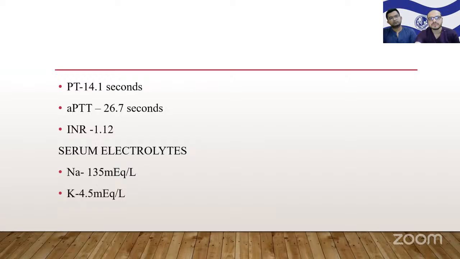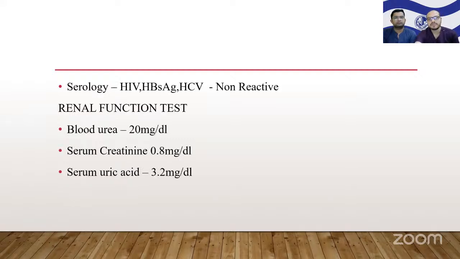The prothrombin time was 14.1 seconds. Activated partial thromboplastin time was 26.7 seconds with an INR value of 1.12. Serum electrolytes, sodium was 135 milliequivalents per liter, potassium 4.5 milliequivalents per liter. Serology was done for HIV, HBsAg, and HCV. It was non-reactive. Renal function tests, blood urea of 20 milligram per deciliter, serum creatinine of 0.8 milligram per deciliter, serum uric acid was 3.2 milligram per deciliter.